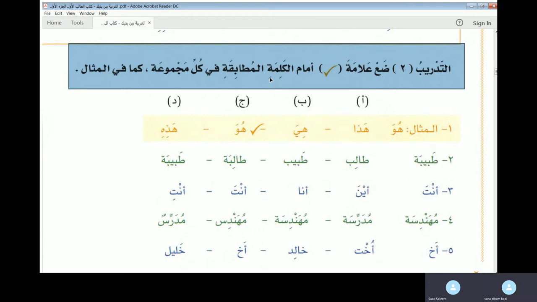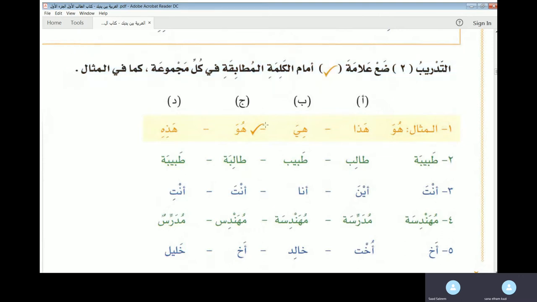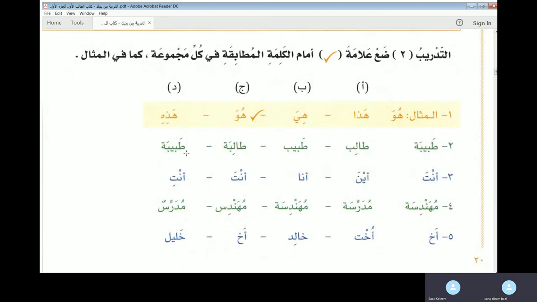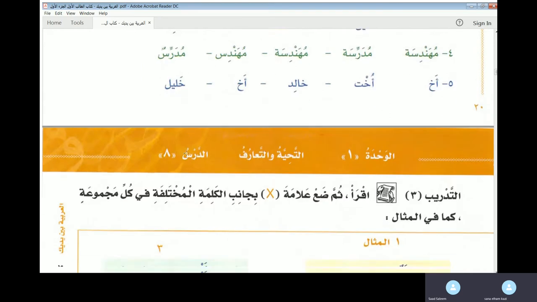Kama fil misal, as in the example. In the example, we have the word huwa, we will tick on huwa. We have a word tabiba, we will tick on tabiba. It is on the fourth column. This is a very simple question. Okay?